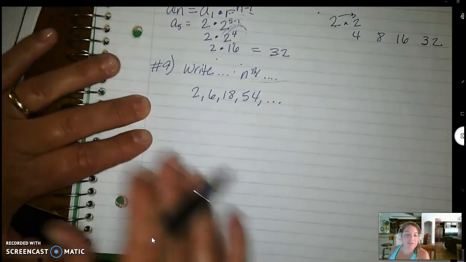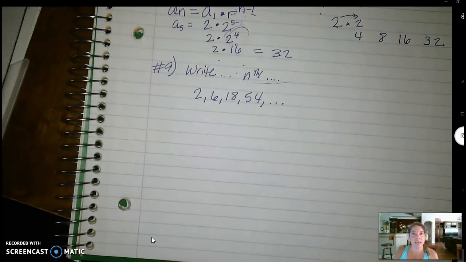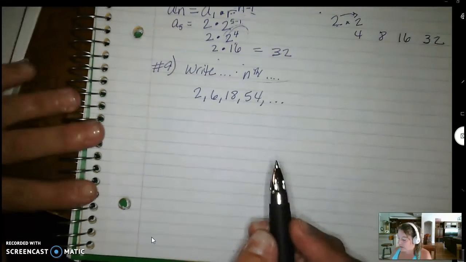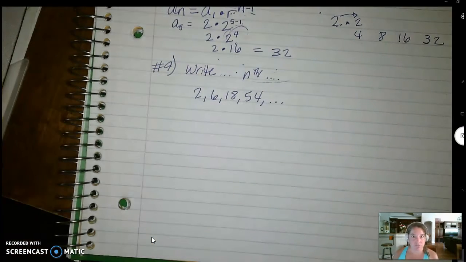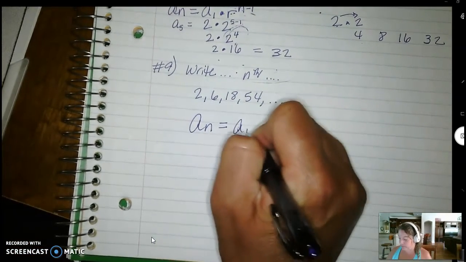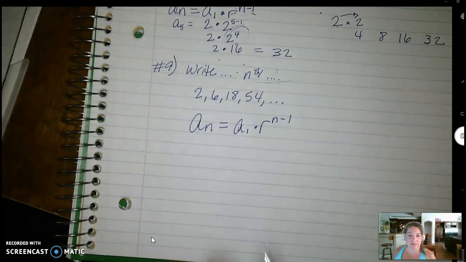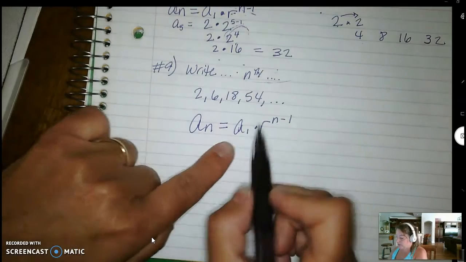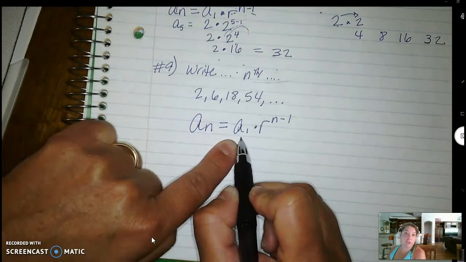Number 9, 10, 11, and 12 are all the same thing as well. And for these, you have to actually write the formula. And so again, we're going to write this same formula. We're just going to use this and get the numbers in. But we have to figure it out, okay? So we have to figure out what the first number is.